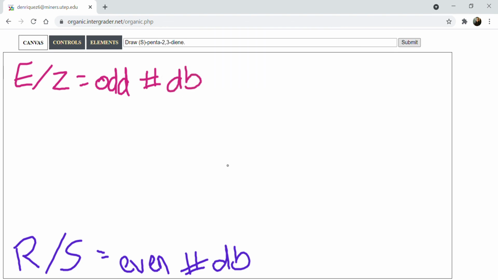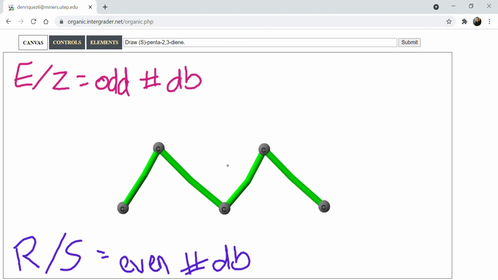Okay, last question. We're going to draw S-penta-2,3-diene. So this one's going to be interesting because we actually have to deal with the conformation and change it if we need to. So I'm going to start by drawing with what's most familiar, which is my penta, which I know is 5 carbons. So I've got 1, 2, 3, 4, and 5. I don't have any methyls.